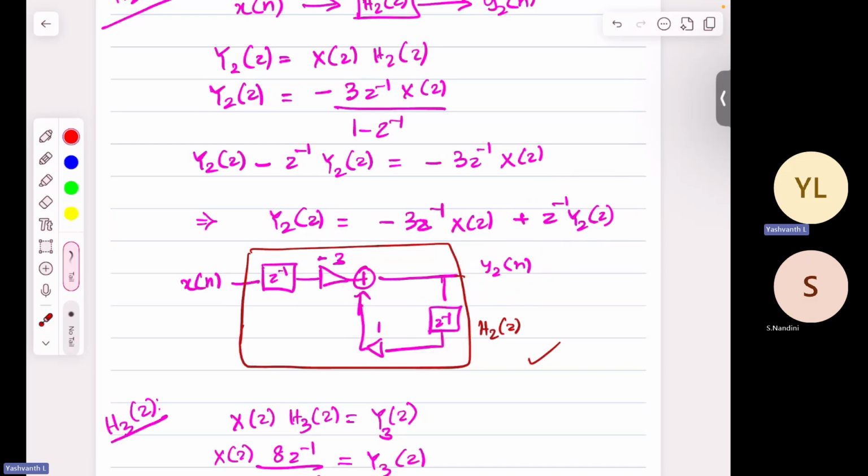Is this clear for the second block, h2 of n? For given x of n, y2 of n is obtained using this implementation of h2 of n. Is it clear? Okay. I think it's clear.